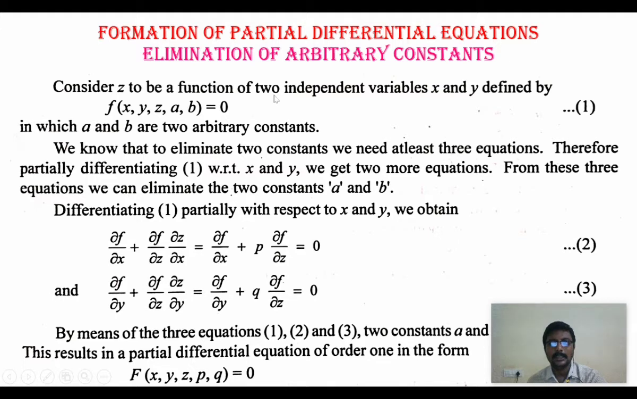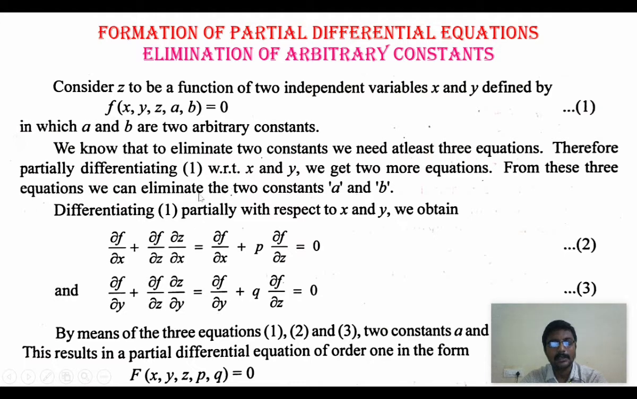So here, to get the differential equation of first order, we just have to differentiate equation 1 with respect to x and with respect to y. Using these two more equations, that means the given equation and these two equations, we will have three equations. Using three equations, we can eliminate the arbitrary constants a, b easily. So we know that to eliminate two arbitrary constants, we need at least three equations. Therefore, partially differentiating equation 1 with respect to x and with respect to y, we get two more equations. From these equations, we can eliminate the two arbitrary constants a, b.